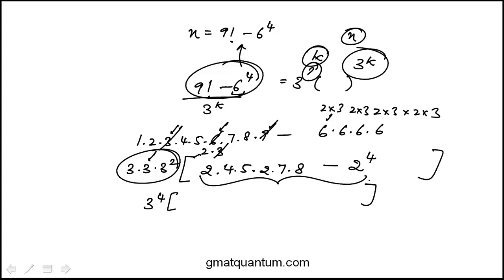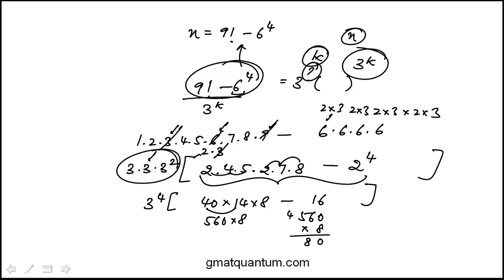number, after you do the subtraction, doesn't have any powers of 3. So we're going to have to actually compute this. So 8 times 5, 40. And then this is 14 times 8, and that's 16. So 14 times 4 is 56, 560 times 8, that's 4480, minus 16. So that's 4464, I guess.